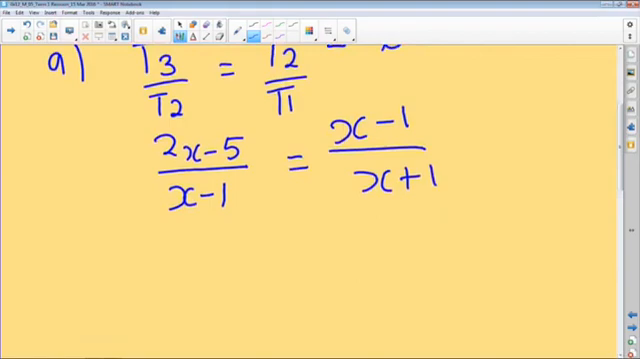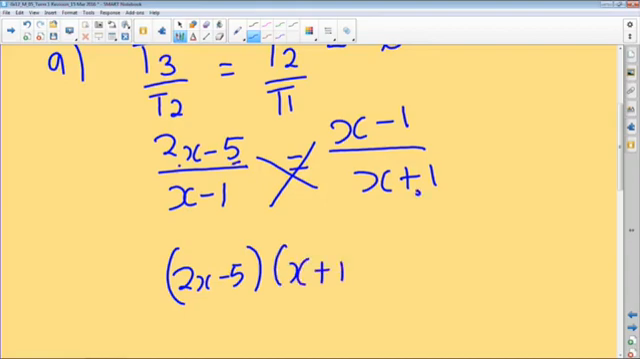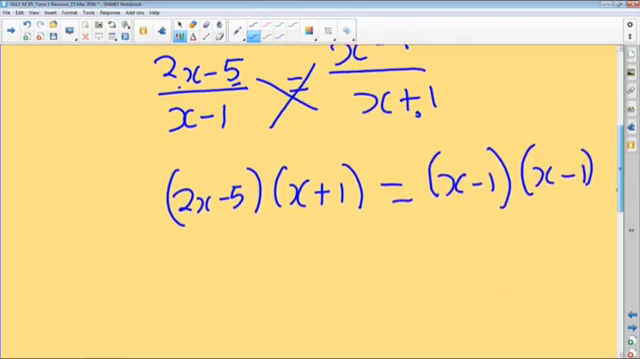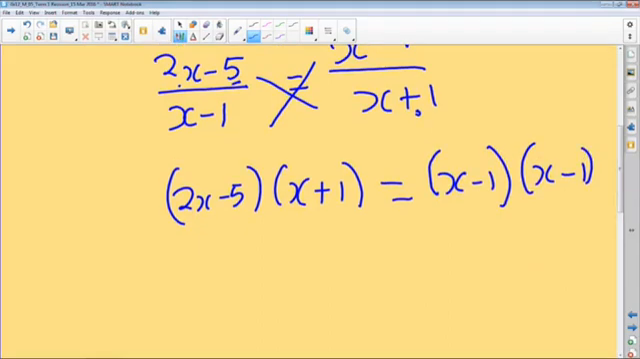So the easiest way to do this, yes, you can find an LCD, but I prefer to just use the method of cross-multiplying, which is essentially the same as finding an LCD, just in case you were wondering. So we're going to say 2x minus 5 in the numerator on the left times your denominator x plus 1, okay, cross-multiply, is equal to x minus 1 numerator on the right times denominator on the left, which is also x minus 1. Okay, so let's quickly square this out and see what we get.